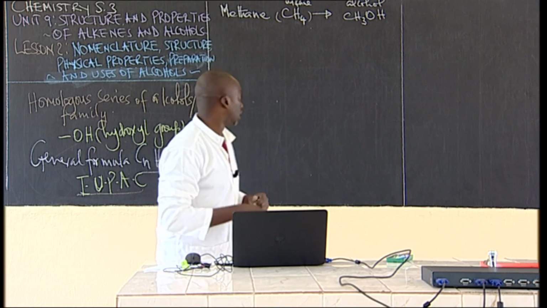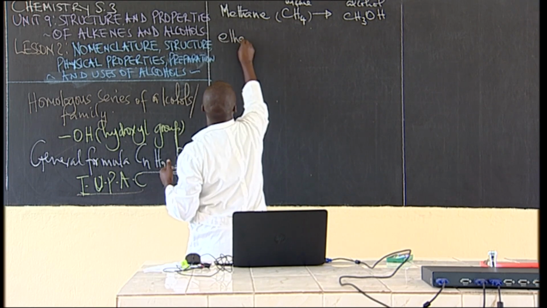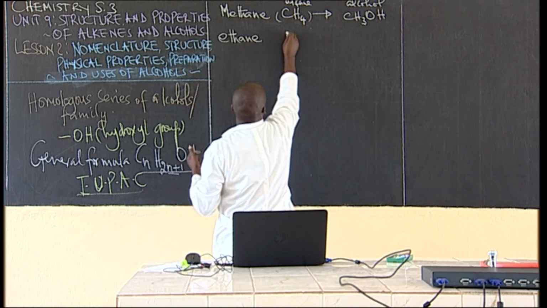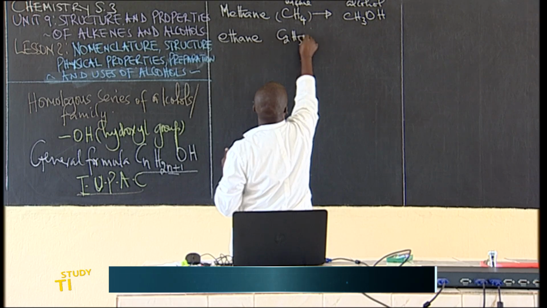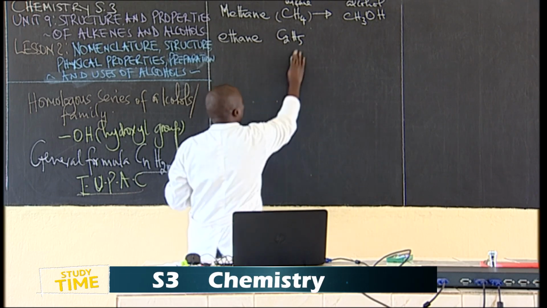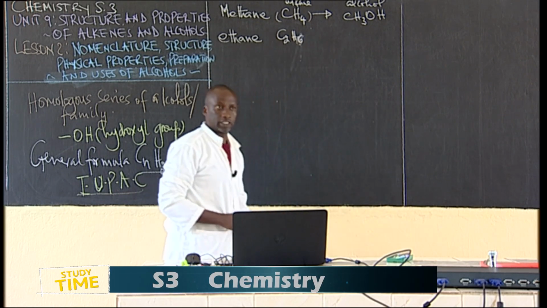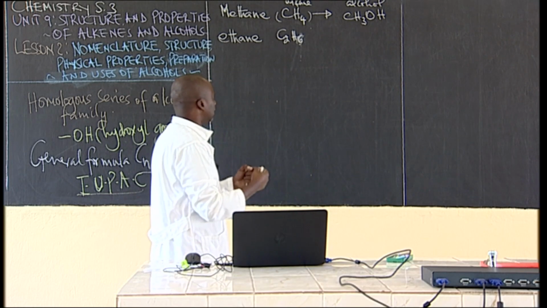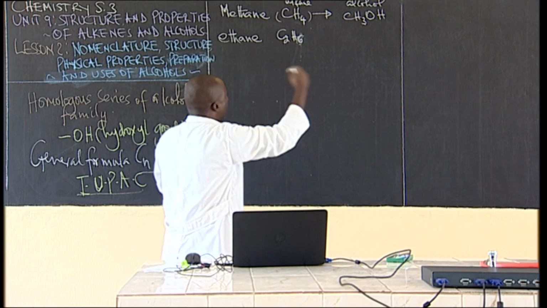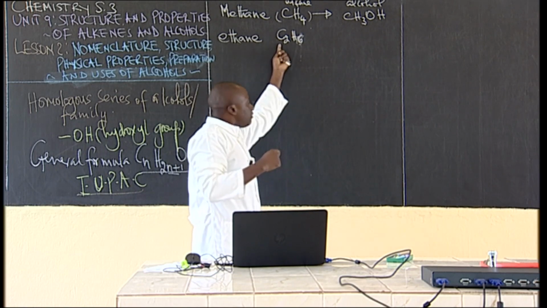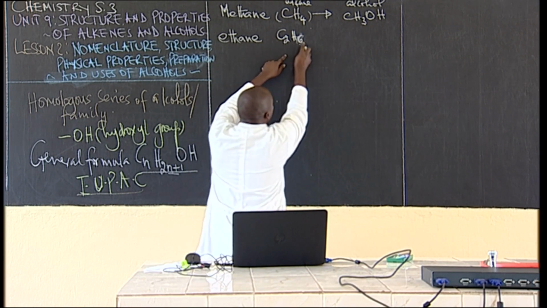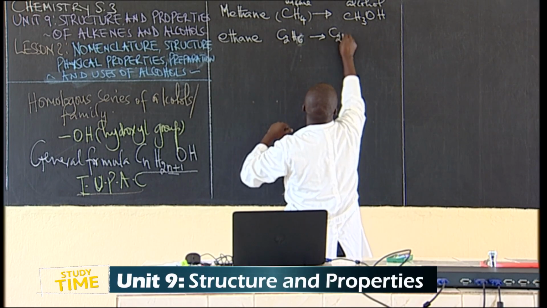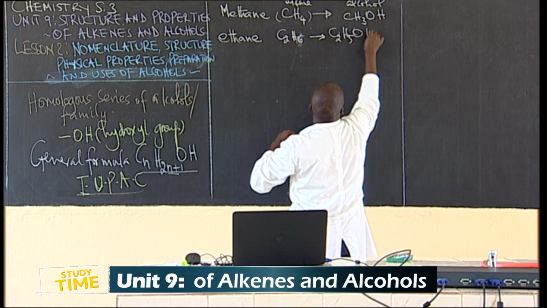If you have ethane, not ethene, it is C2H6. That is an alkane. An alcohol derived from this alkane: remove one hydrogen here, and you have C2H5OH.